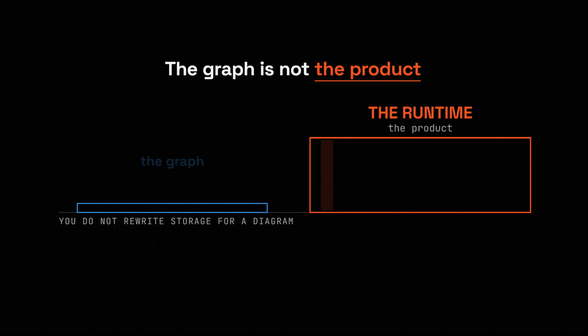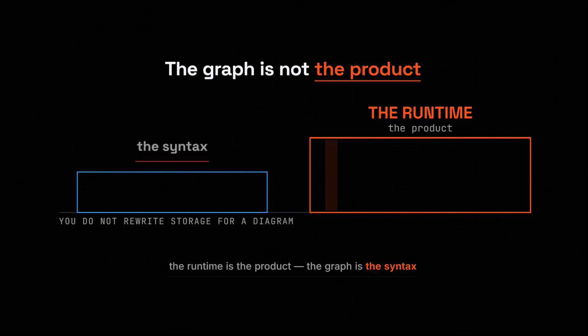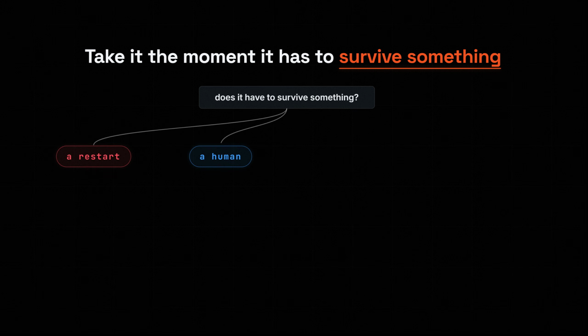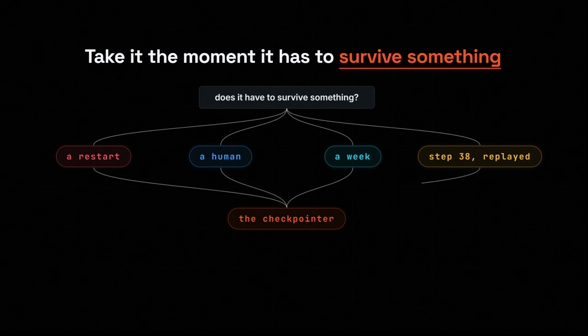So here is my verdict. The graph is not the product. The runtime is the product, and the graph is simply the syntax you happen to configure it with. Take LangGraph the moment your agent has to survive something, a restart, a human, a week, an incident review that asks what state it was in at step 38. That covers most teams building anything real, and it is exactly the part a hand-rolled loop becomes a worse version of, which you then maintain forever.